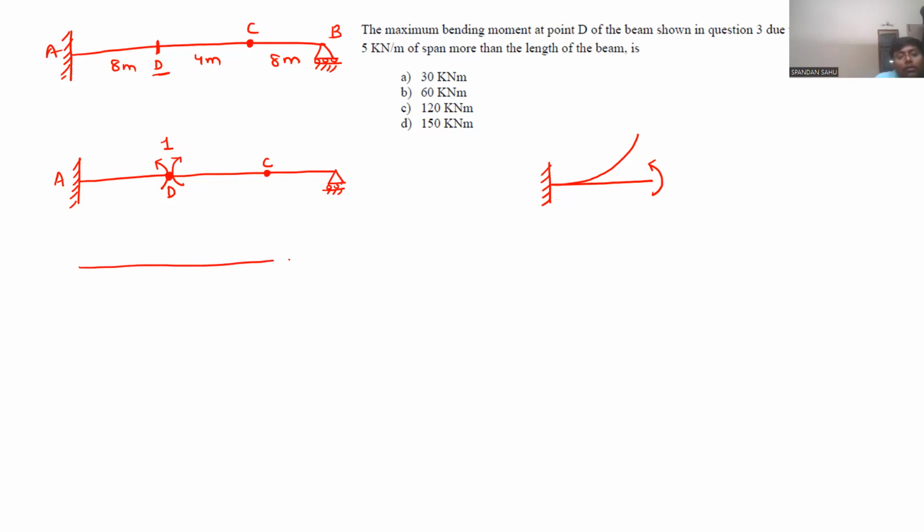So when you draw the ILD, here it is D, it will rotate and the rotation will be unity from here. This is D, this is C, this will be the ILD for bending moment at point D. So anyone having confusion, please let me know now.